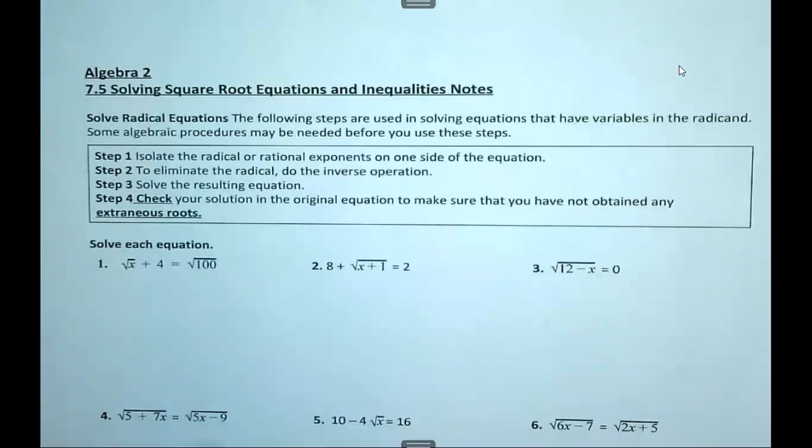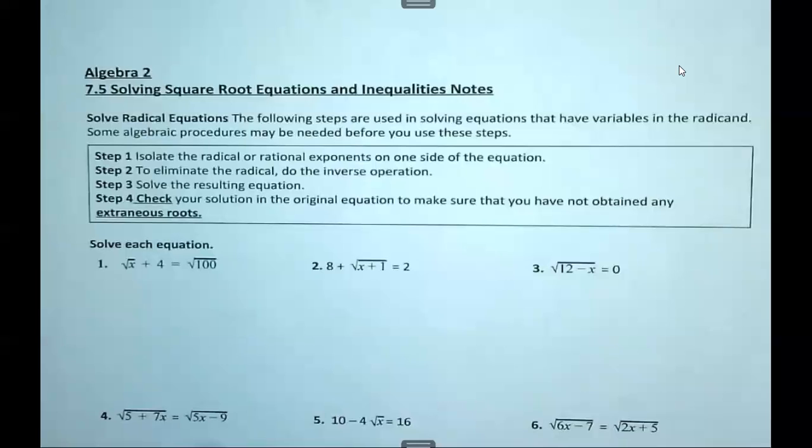So for today's notes, we will be solving square root equations and inequalities. So they give us a few steps here on how to solve radical equations. And our first step is always to isolate the radical or rational exponents. So if you have some fractional exponent, you can get it on one side of the equation all by itself.